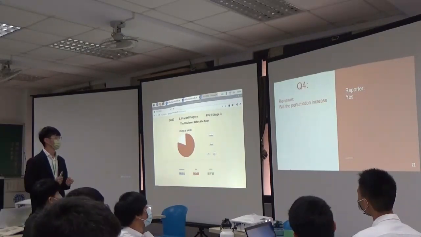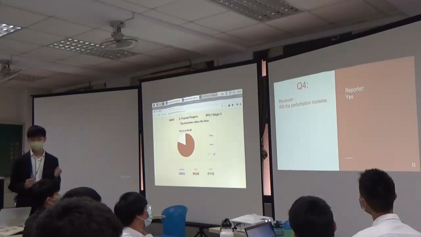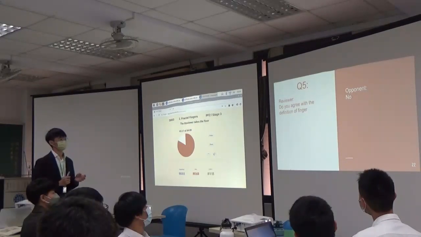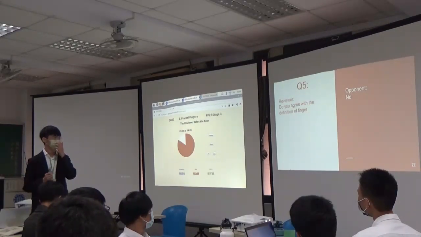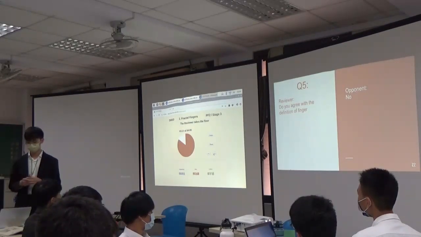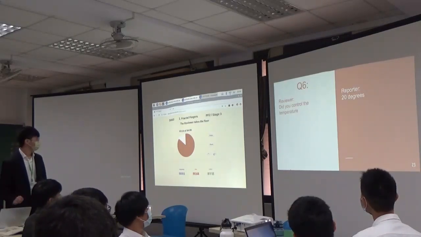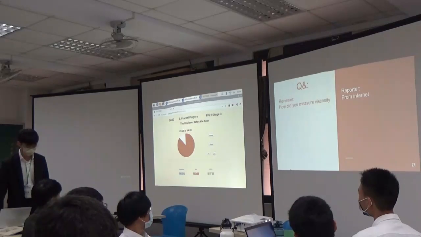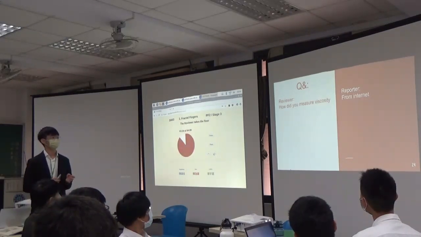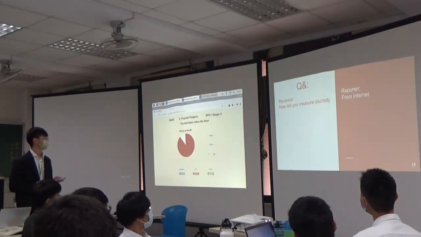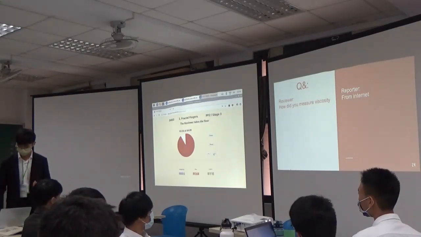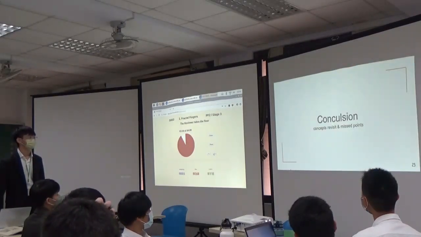The fourth question is, will the perturbation increase? And the reporter said yes. And the fifth question is, do you agree with the definition of finger? Opponent said no, which I think they should talk about the fractal of the fingers. The sixth question is, did you control temperature? Reporter said 20 degrees, which I think is okay. And how do you measure the viscosity? And the reporter said it comes from the internet, which I think they should use a method to really measure that, not from the internet. Here's the conclusion.